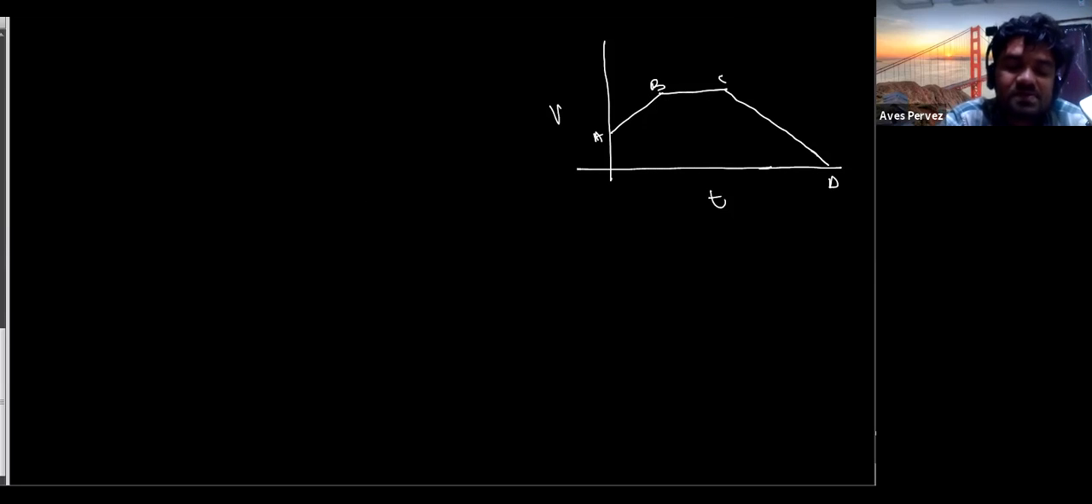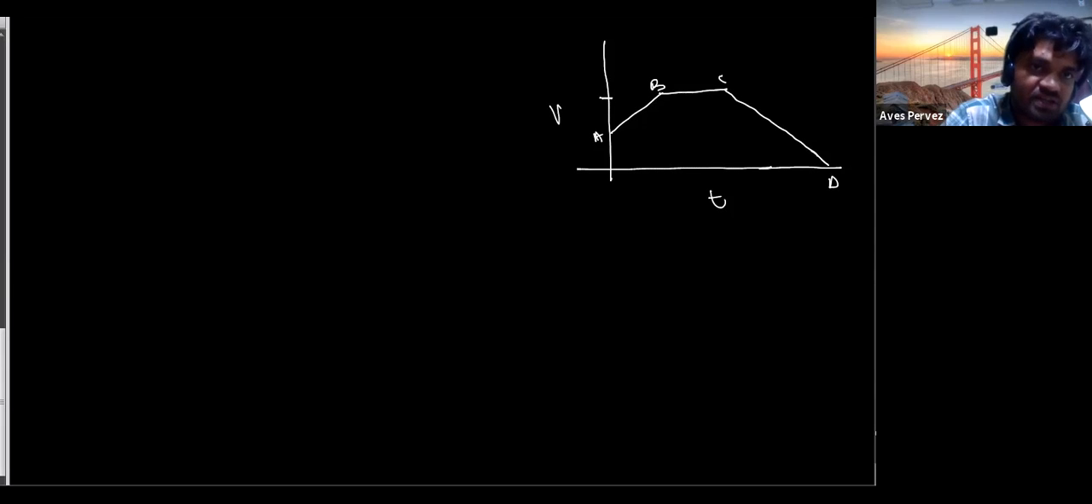What is the acceleration of the object from B to C? Sir, 0. Okay, is the object moving or not? So it is moving. Hamna, is the object moving from B to C or not? Yes, sir, it is moving, because whatever the velocity here is, the object is moving with that velocity.